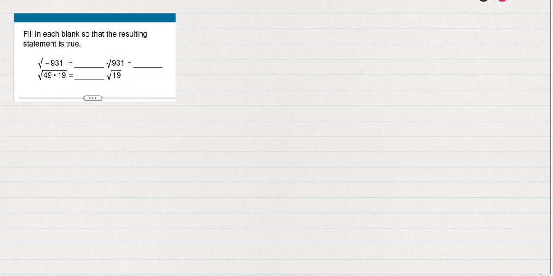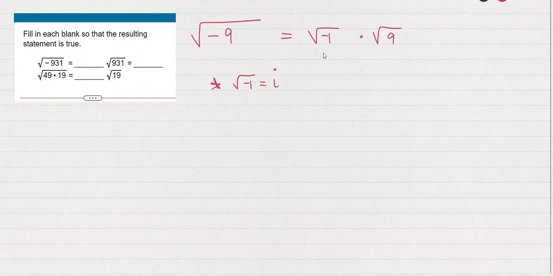We've got two pieces going on. First, we've got this negative inside the radical. Let's just make an easy example, like the square root of negative 9. The square root of negative 9 could be defined as the square root of negative 1 times the square root of 9, and by definition, the square root of negative 1 is i. So we'd call this i times the square root of 9, 3, or just 3i. That's the square root of negative 9.